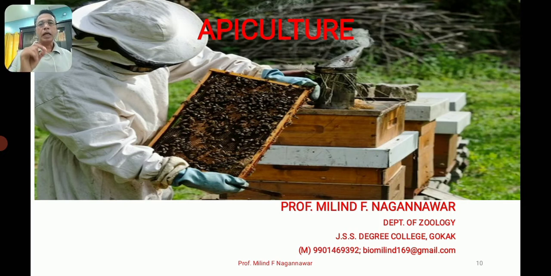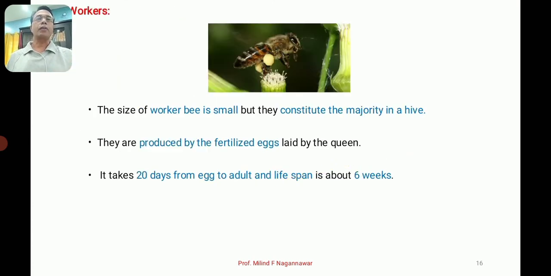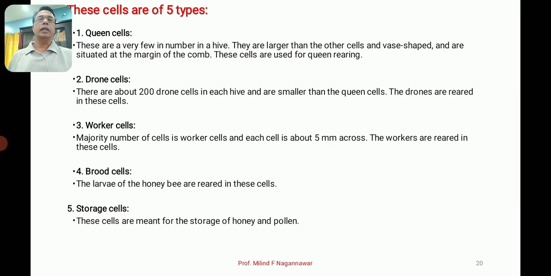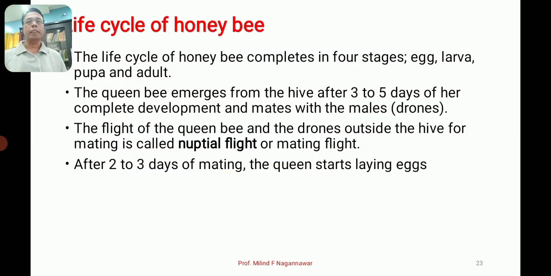Now the life cycle, that is from the egg to the adult stage. We will discuss each phase of the life cycle, that is the egg, then the larva, pupa and the adult. Is it clear? You know that there are 4 stages in the life cycle of the honeybee: egg, larva, pupa and adult.